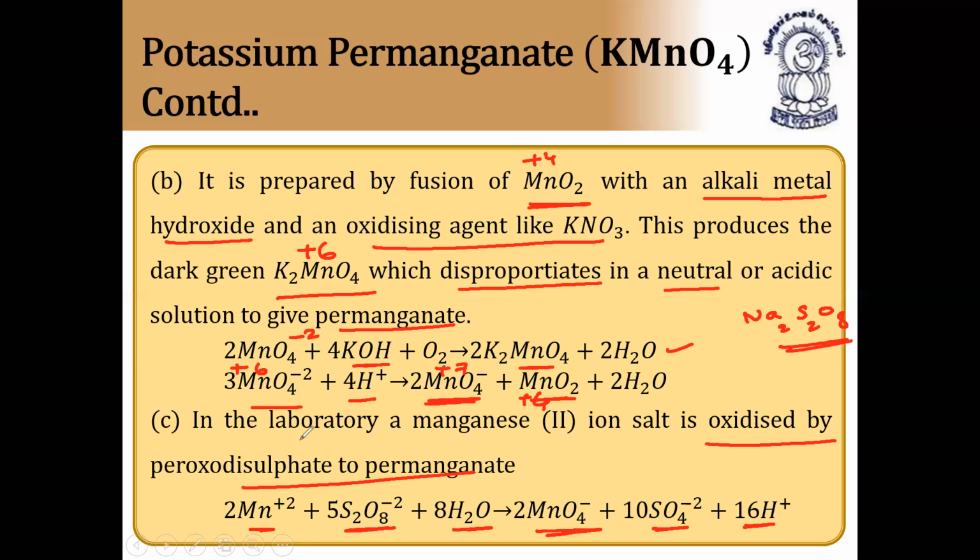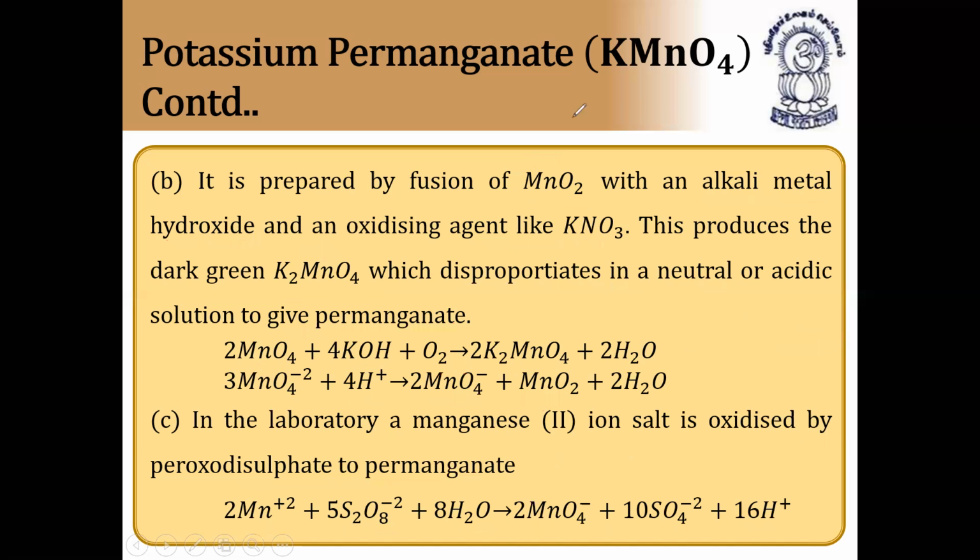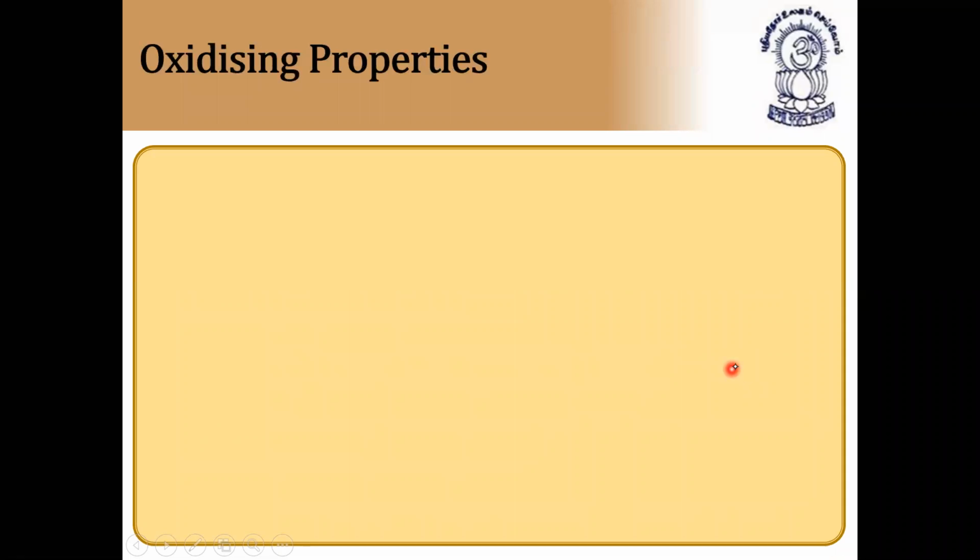So in the laboratory, a manganese 2 ion salt is oxidized by peroxodisulfate to permanganate. Permanganate means MnO4 minus. The oxidation state of manganese is +7, and here it is +2. +2 to +7, the difference is 5. That's why it is called an oxidation reaction. Very, very important. What type of questions you will get in this, we'll discuss later after finishing this topic.